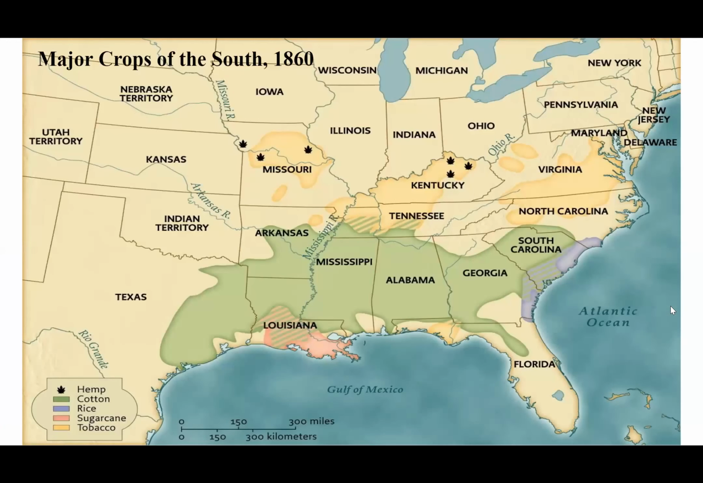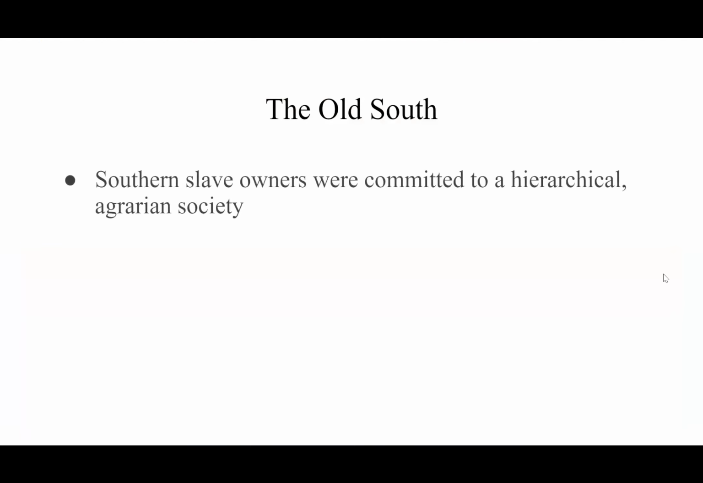If we look at this map, it shows the major crops in the South during this time period, green being cotton. So cotton's grown from South Carolina all the way to Texas. And again, that's going to be the major export of the United States. Tobacco is also a key crop, as well as rice, and then some sugarcane down here in the hotter areas of Louisiana.